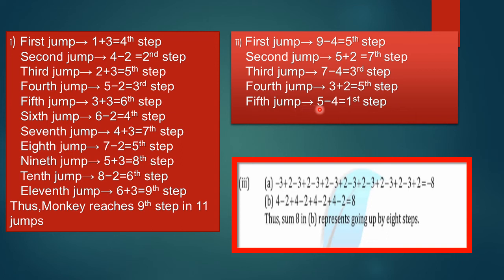Then the fourth jump, from the third step it goes down by 2 steps, so 3 plus 2 equal to the fifth step. Again in the fifth jump, from the fifth step going up 4 steps, therefore 5 minus 4 equal to the first step. That means in 5 jumps it comes back to the first step.